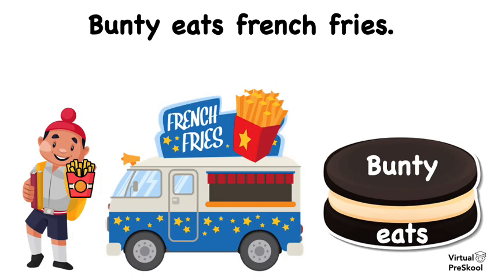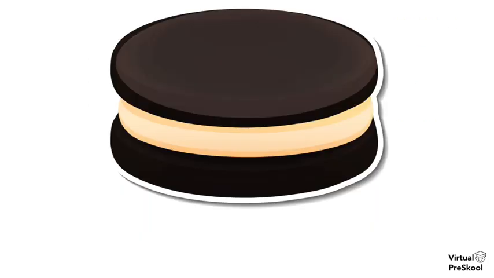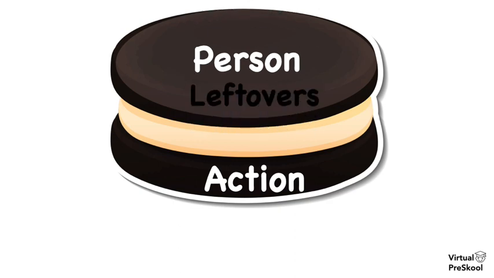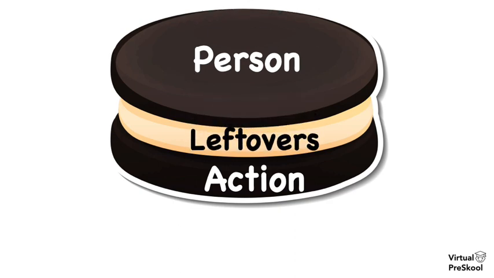Bunty eats French fries. The top is Bunty and the bottom is eats. So what's left? French fries. So the middle is what he eats. French fries. Okay, awesome. You have learned all three parts of a Hindi sentence now. The top is the person, the bottom is the action, and the cream is the leftovers, anything left in the sentence that hasn't been put in yet.